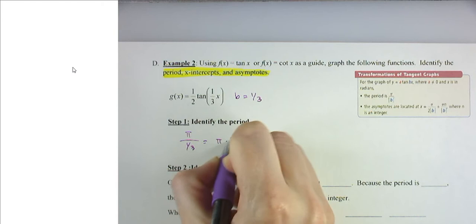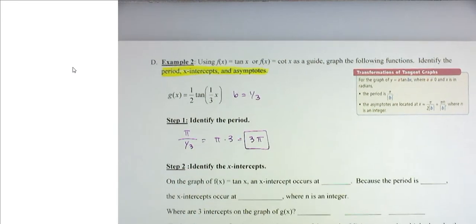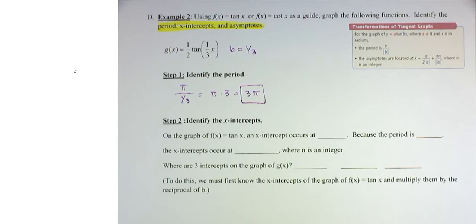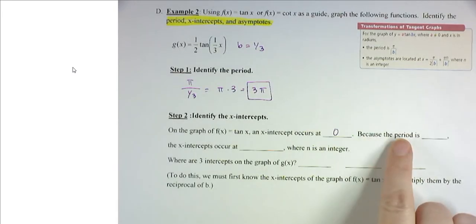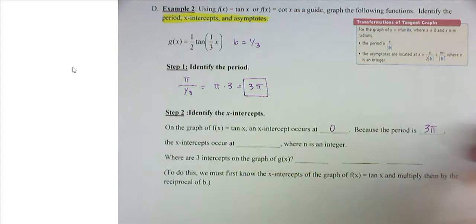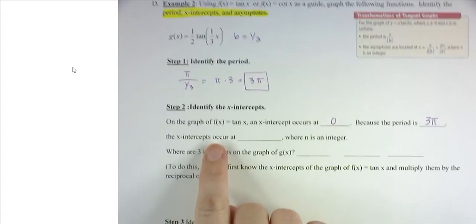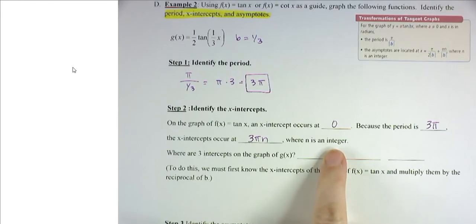Okay, now we're going to identify the x-intercepts. On the graph of the tangent, an x-intercept occurs at 0. Because the period is 3 pi, the x-intercepts are going to occur at 3 pi n, where n is an integer. In the original graph, they were at pi, but now the period is 3 pi, so that's how often they are going to occur.